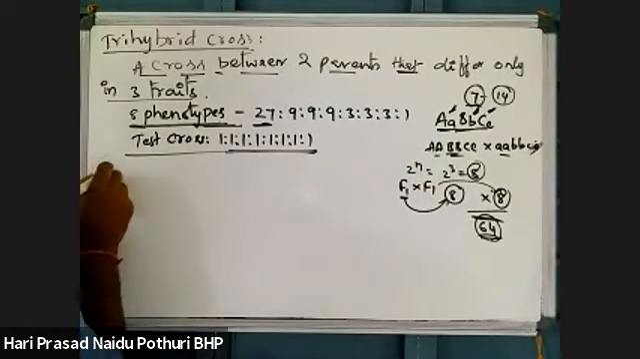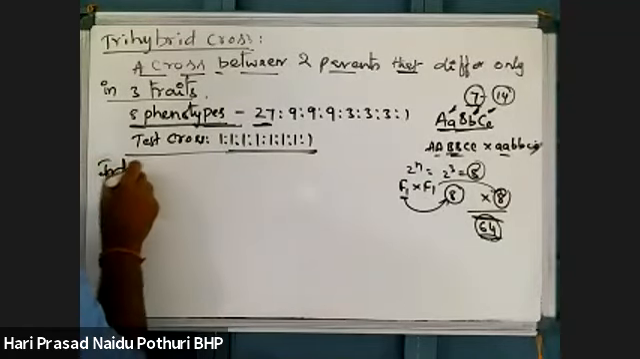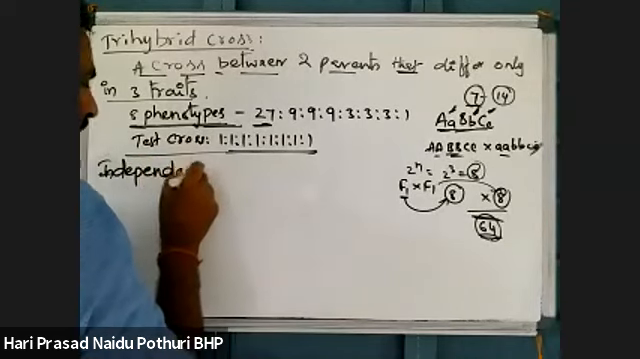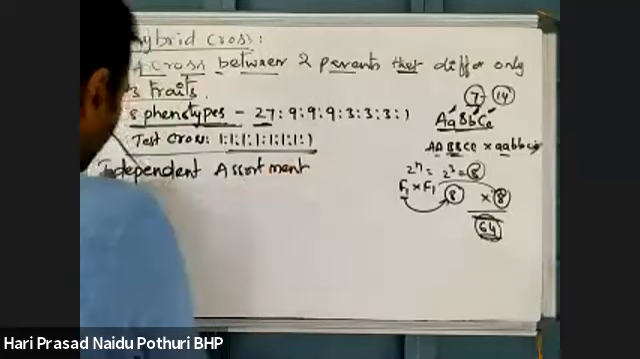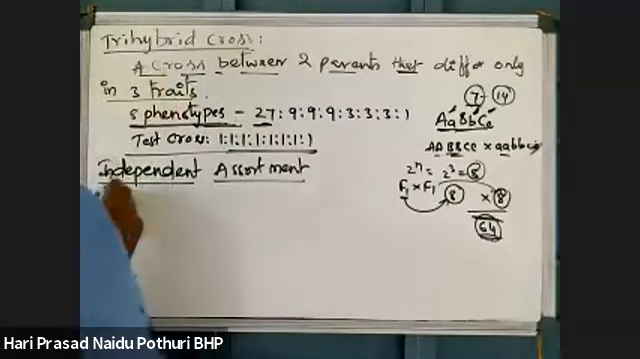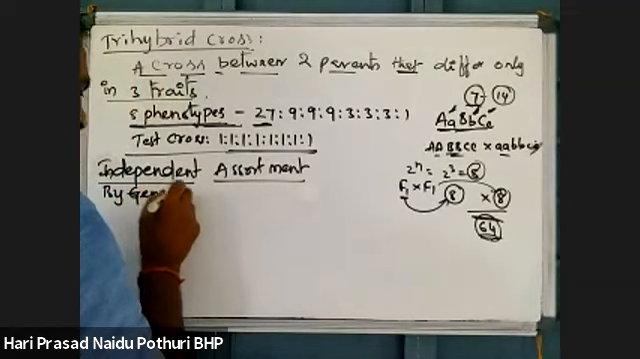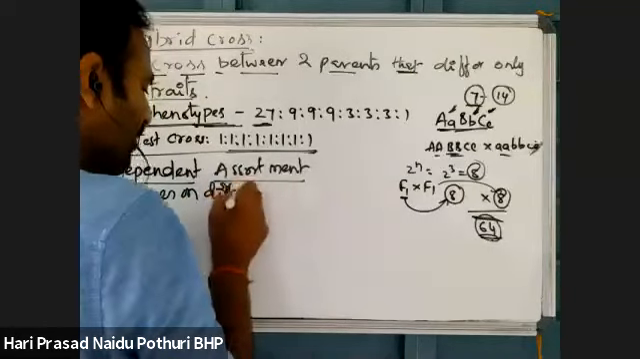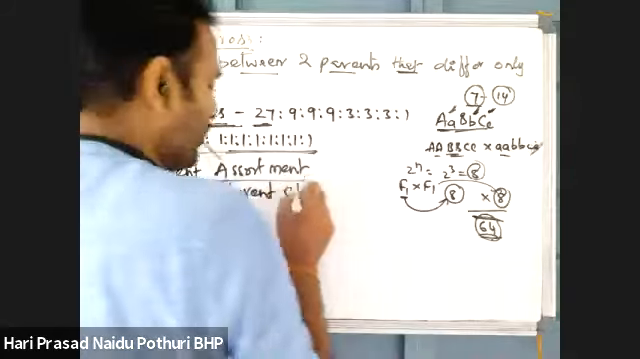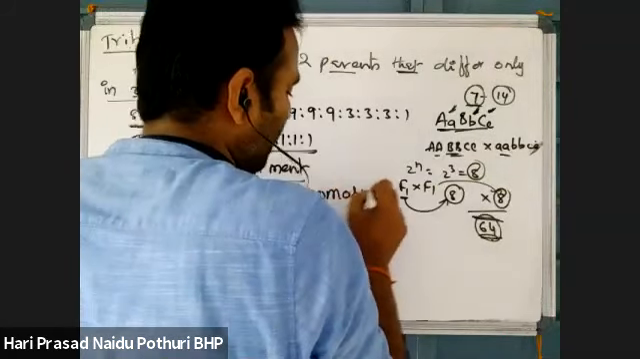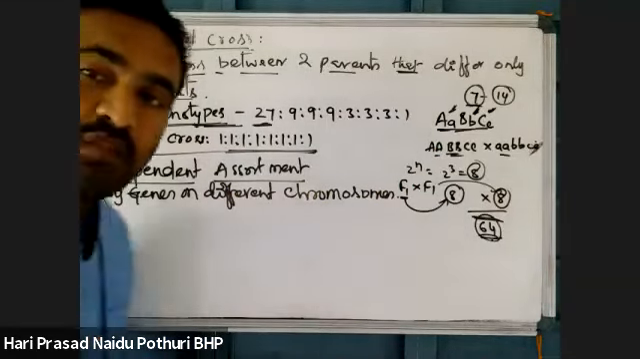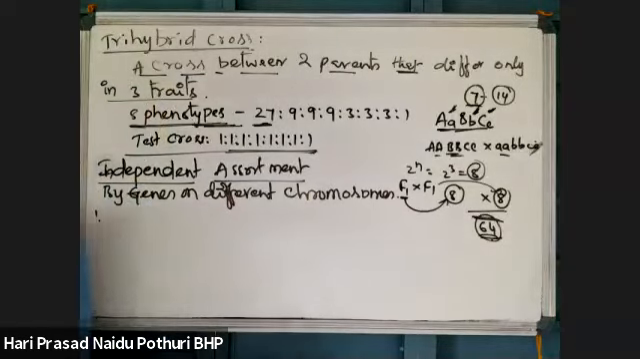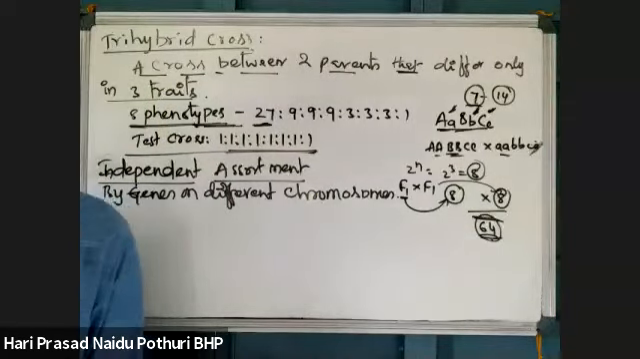So this independent assortment is possible, I told you. And if you see independent assortment, it is possible for genes on different chromosomes. When genes are present on different chromosomes, then independent assortment is possible. See here, how many chromosomes are present in the Pisum sativum plant?